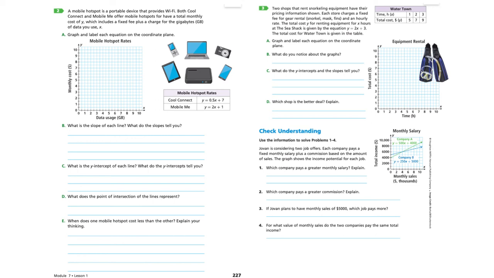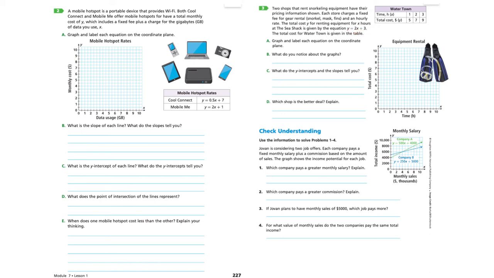All right, so let's look at number 3. Two shops that rent snorkeling equipment have their pricing information shown. Each store charges a fixed fee for gear rental, snorkel, mask, fins, and an hourly rate. The total cost Y for renting equipment for X hours at the Sea Shack is given by the equation Y equals 2X plus 3. And the total cost for Watertown is given in the table. So here's the information for Watertown, and then they give you this equation for the Sea Shack.